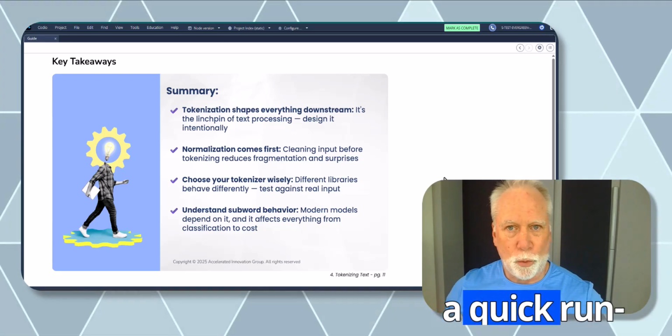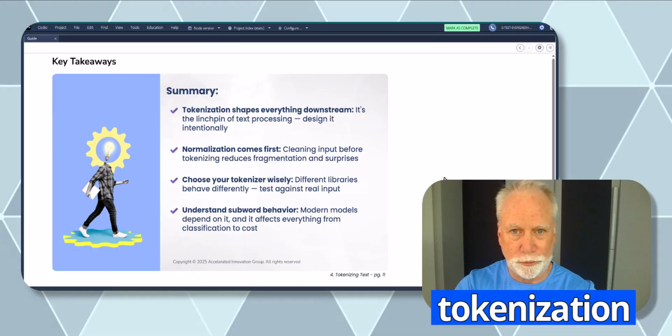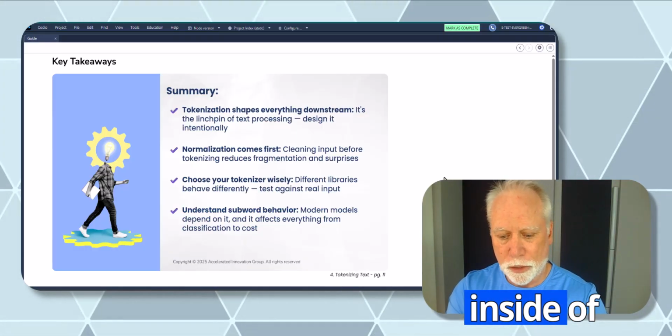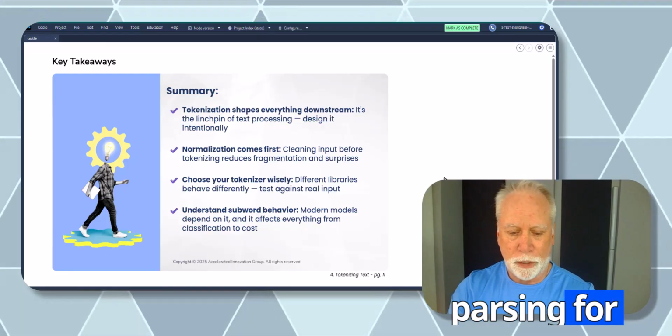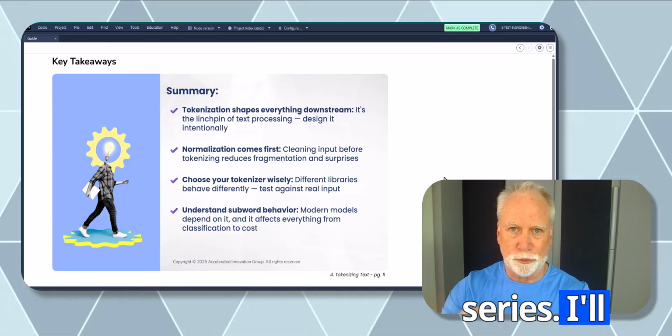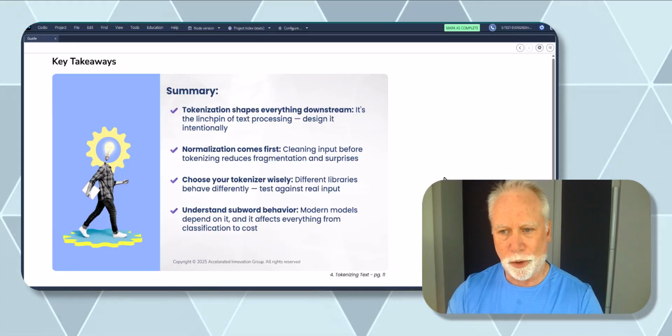All right. So that was a quick run through of just our tokenization chapter inside of a larger input and token parsing module in our series on understanding natural language requests.